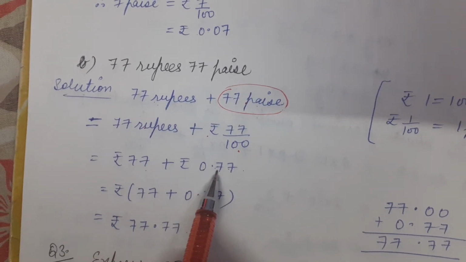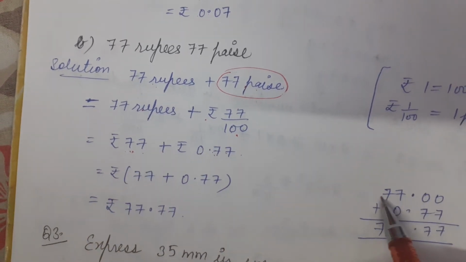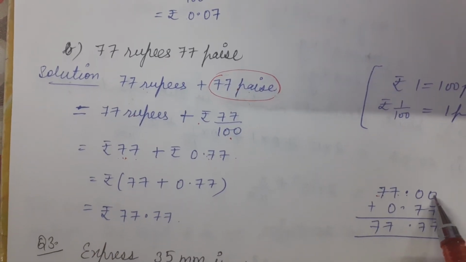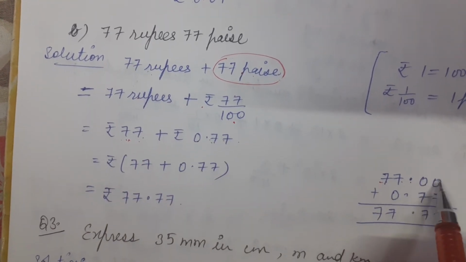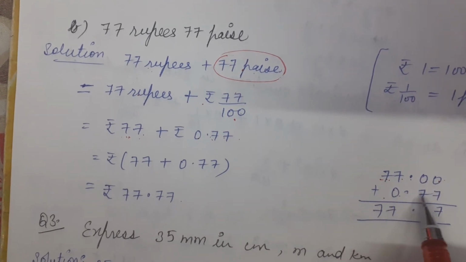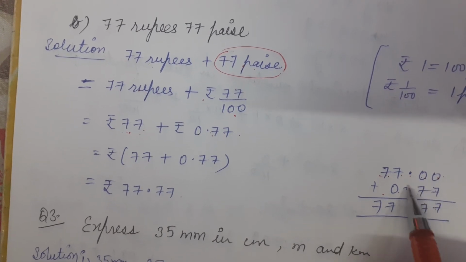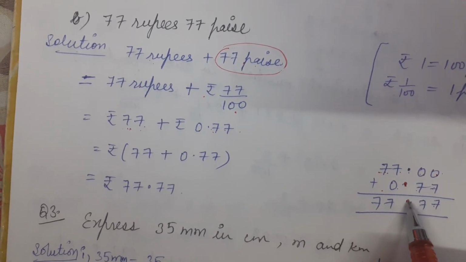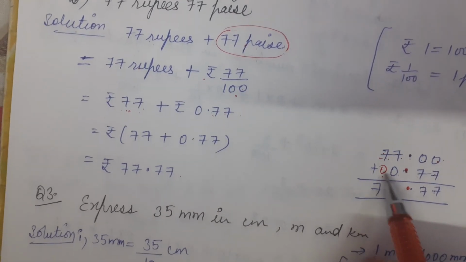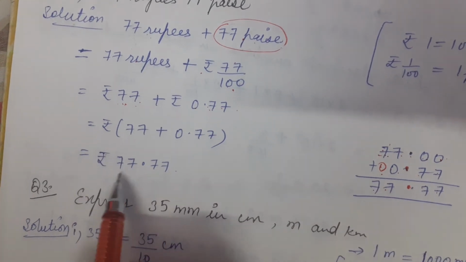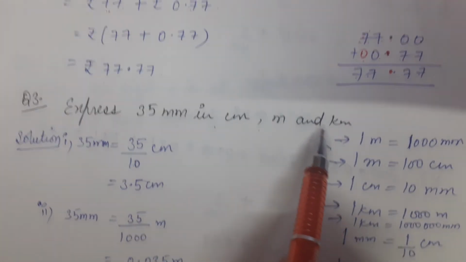When you are adding this, we have to convert into like decimals. How? This whole part is 77.00, because in this case the 10th place and 100th place are not given to you, so we can put 00 here. 77.00 plus 0.77. Now you can add this: 0 plus 77, decimal, decimal. That is 7 plus 0, 7 and 7. Here nothing is there, so we can write 0 here, so 7 plus 0 is 7. So the answer is 77.77.